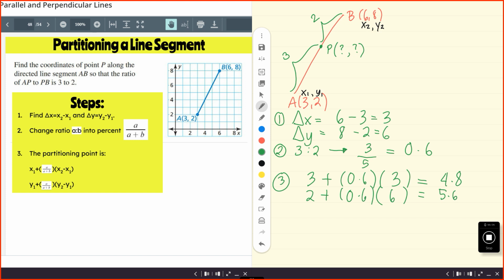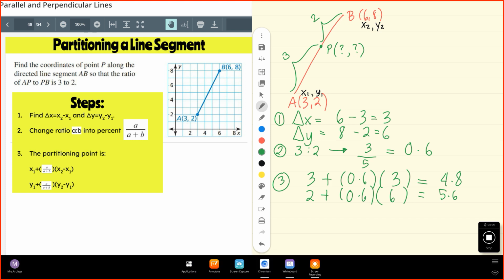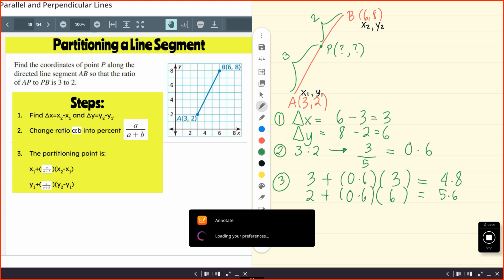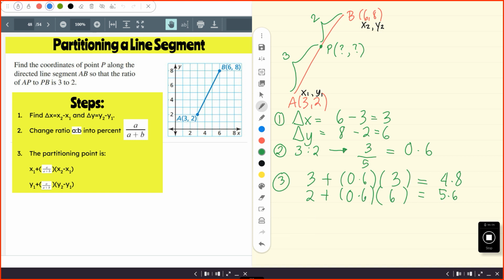Okay, so let's see if that makes sense in the problem. 4.8, 5.6. Let's graph it. So this is 4, a little bit less than 5, and then 5.6, so somewhere here. There you go. So this is about 4.8, 5.6.